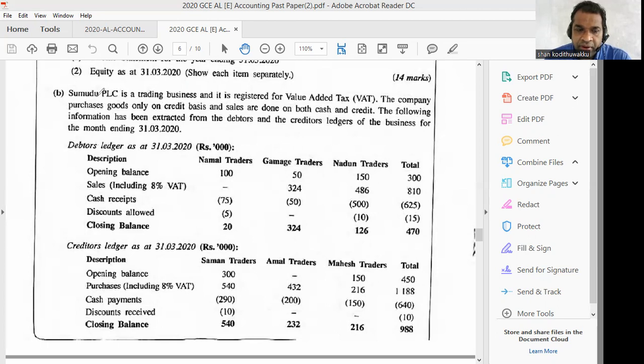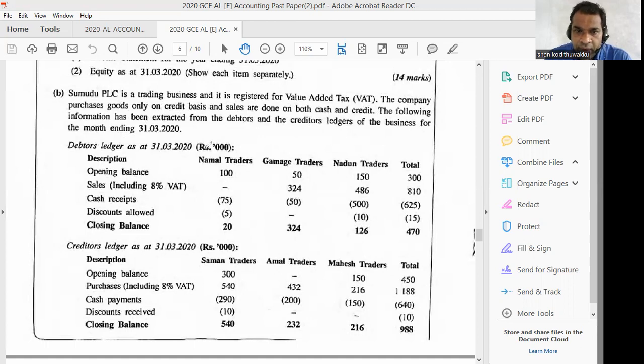2020 question number 4, paper 2, part B. Sumudhu PLC is a trading business and it is registered for value-added tax, VAT. The company purchases goods only on credit basis and sales are done on both cash and credit. The following information has been extracted for the debtors and creditors ledgers of the business for the month ending 31st March 2020.